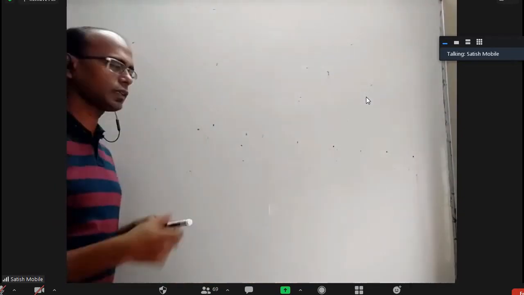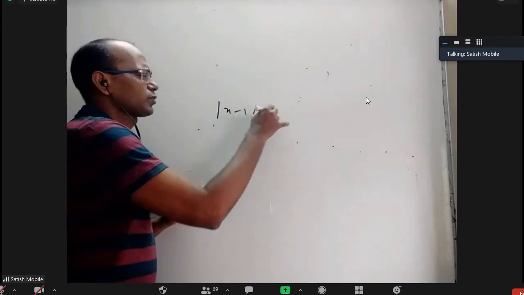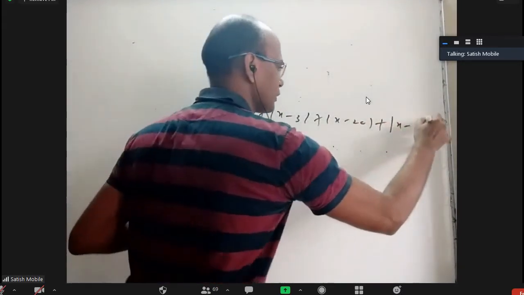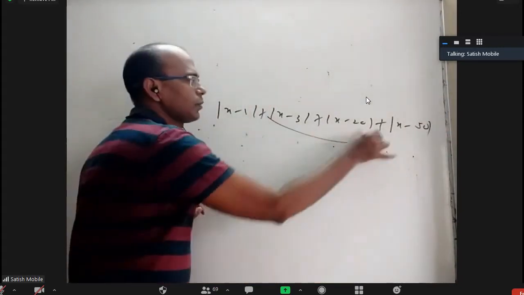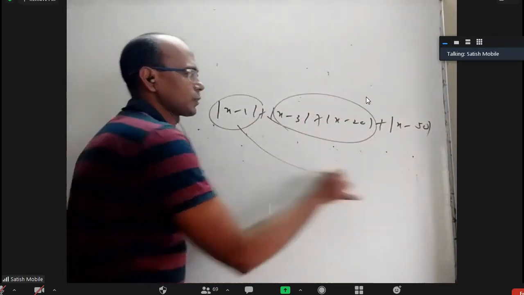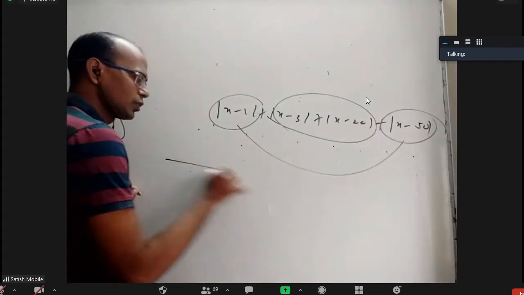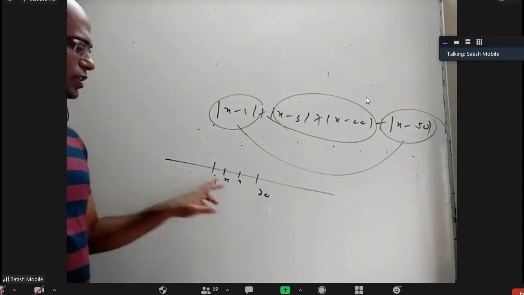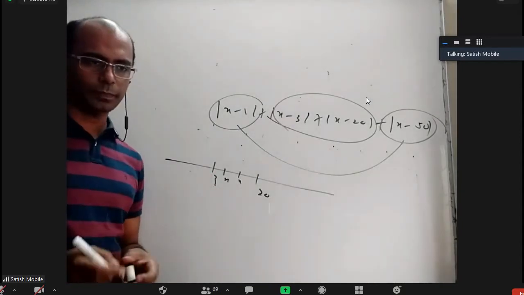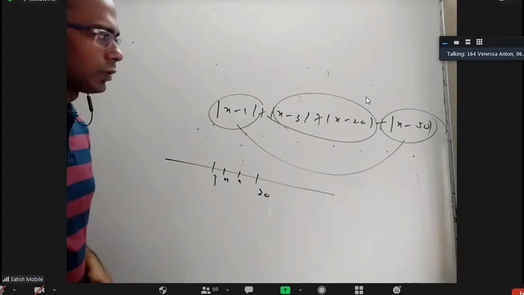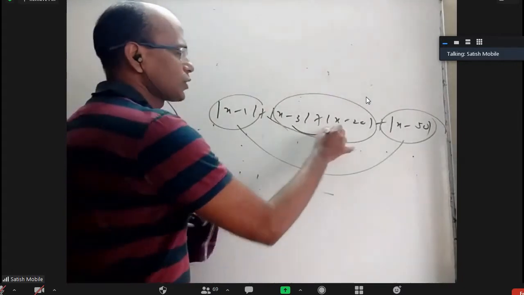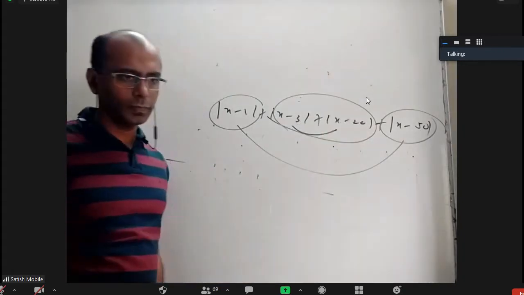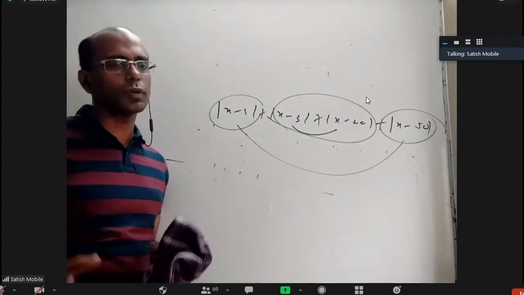Now coming to the other one. If I have mod x minus 1 plus mod x minus 3 plus mod x minus 20 plus mod x minus 50. I'll try to find minimum value of this and minimum value of this. If you take only 3 and 20 and take x anywhere in the middle, what is the distance to 3 and distance to 20? What is their sum? 17. So sum of these two minimum is 17, and that can happen for any x value between 3 and 20. But if you go outside that, it will be more than 17.